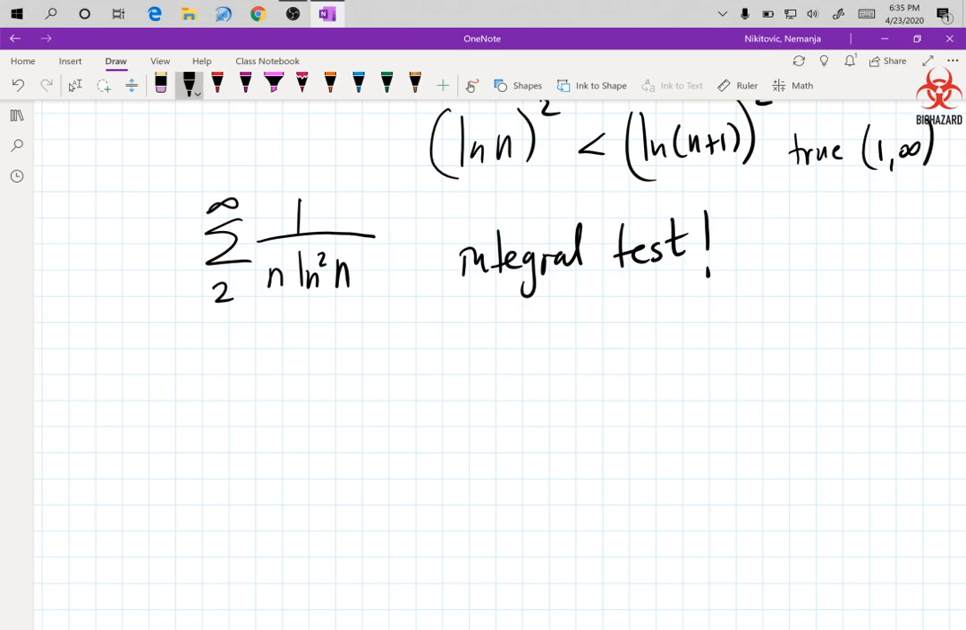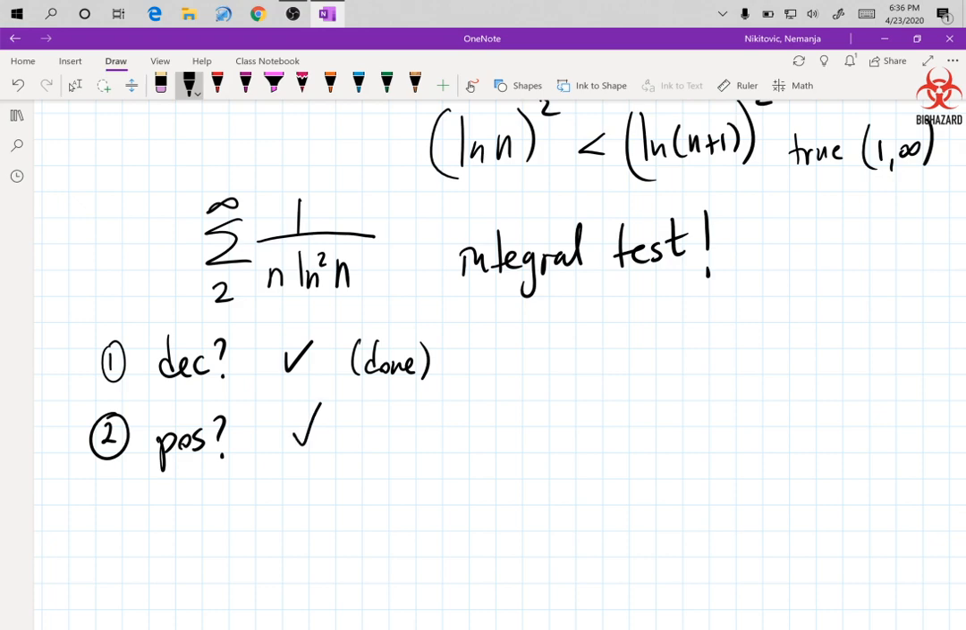It's integral test. We can integrate this. But before we can do integral test, we have to do those 3 condition check, right? Condition number 1, decreasing. Well, we established that already. Number 2, positive. Well, yeah, because n is bigger than 0.